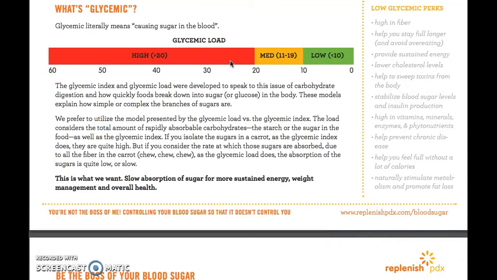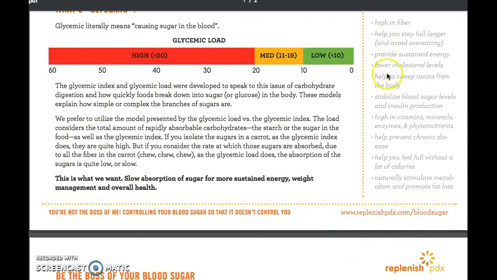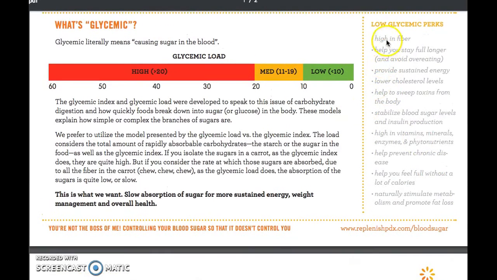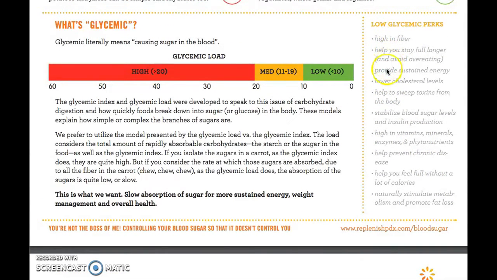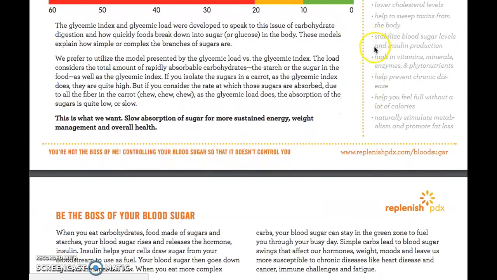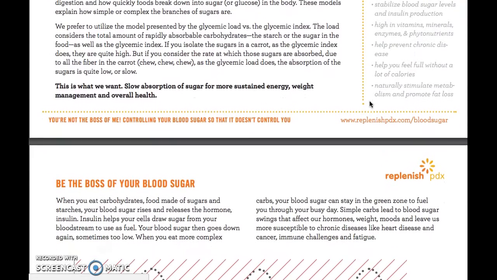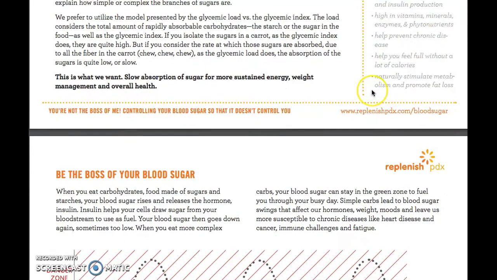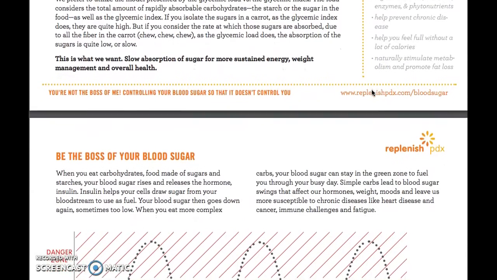So if you're eating low glycemic foods, you'll see over here on this column that they're high in fiber, they help you stay full longer, provide sustained energy, they lower your cholesterol levels, help to sweep toxins from the body, stabilize your blood sugar levels and insulin, they have high vitamin, mineral, and enzyme and phytonutrient content, prevent chronic disease, and help you feel full without a lot of calories. And all of these great benefits include also stimulating your metabolism and promoting fat loss. So these are some of the reasons why it's important to eat low glycemic sources of carbohydrates.